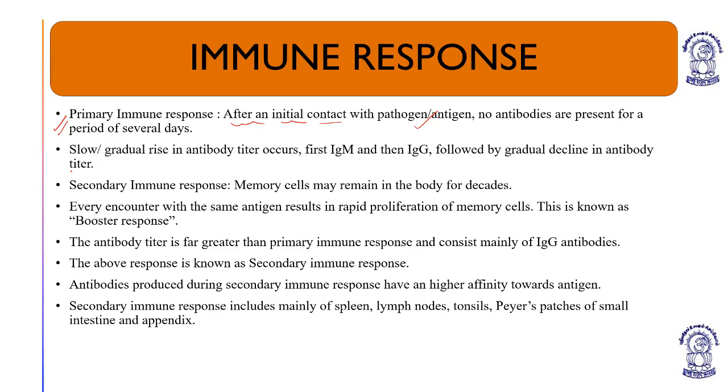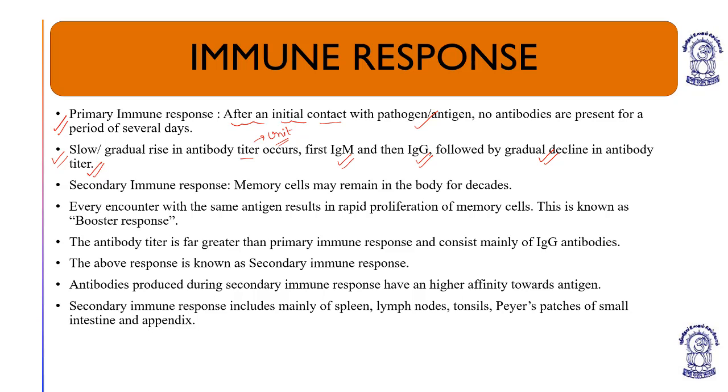Slowly the antibody titer, which basically means the amount or concentration, gradually increases. Among this gradual increase, the first antibody which appears is IgM, immunoglobulin M, and then IgG, immunoglobulin G, which is followed by a gradual decline in antibody concentration, or the titer.